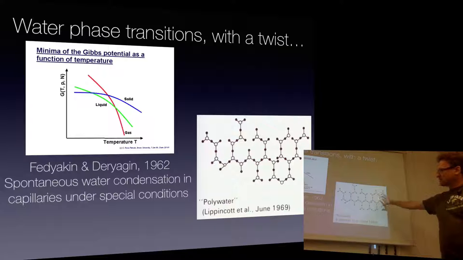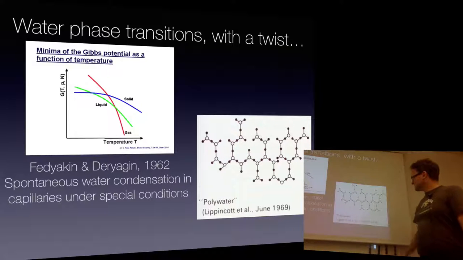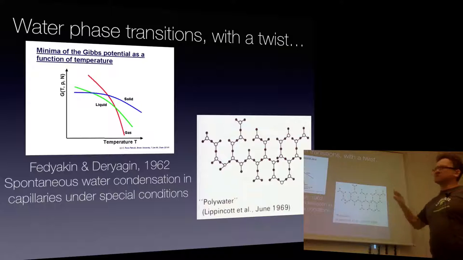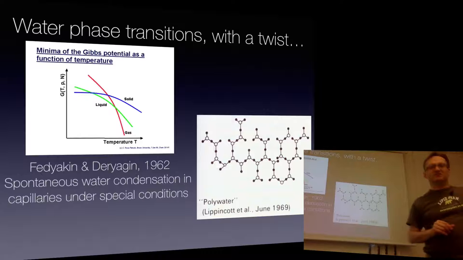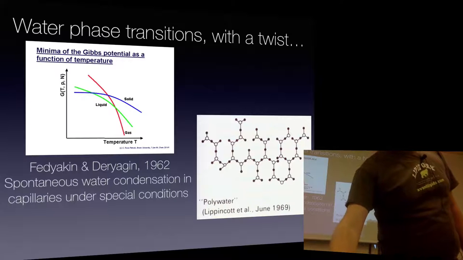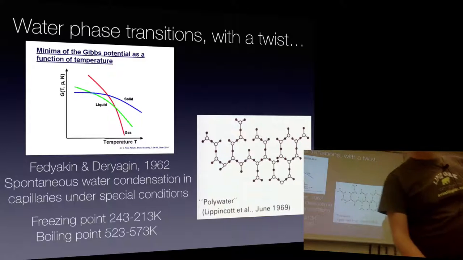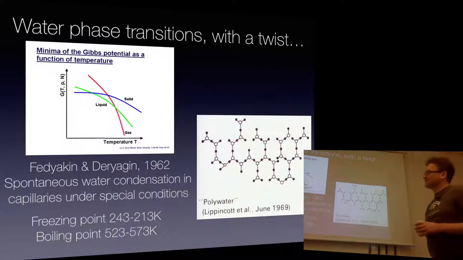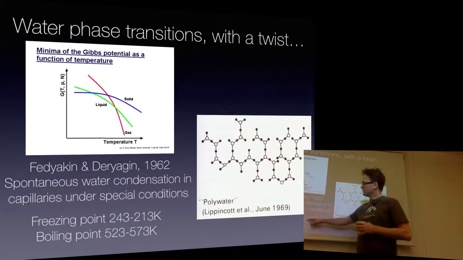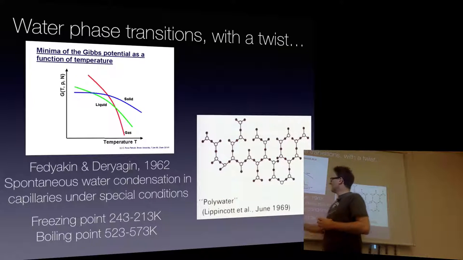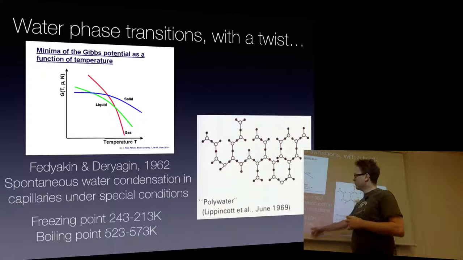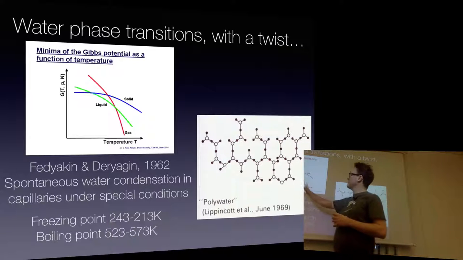This was picked up in particular by Lippincott in the US, in June 1969, and eventually a bunch of US scientists were very active in this too. The amazing thing is that this water would have a freezing point anywhere from a little bit over 200 Kelvin up to maybe 240 Kelvin, so significantly lower. And it would have a boiling point of this polywater of around 500 Kelvin, so up here.